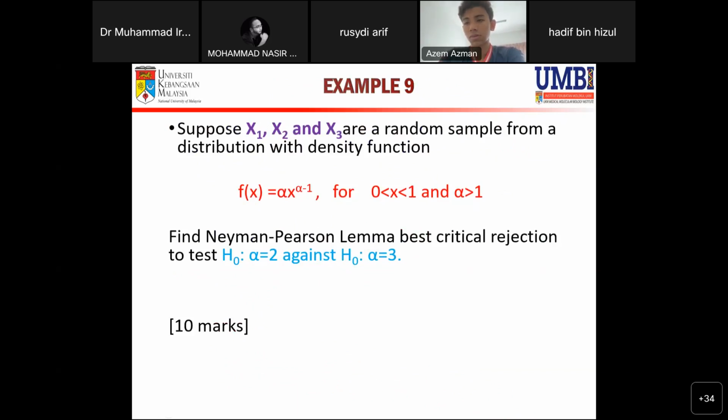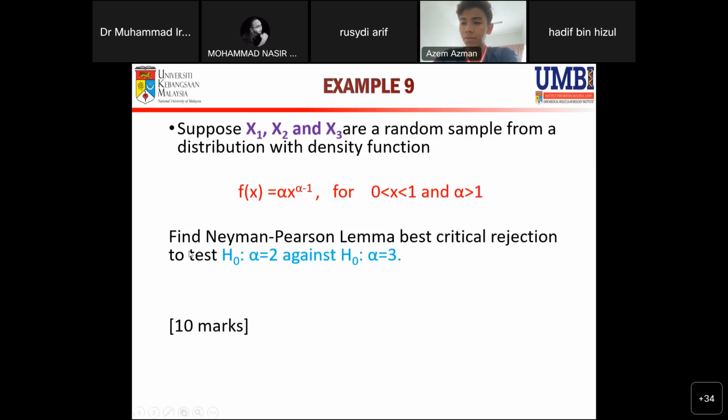This is example 9. Suppose in this case we have 3 random samples x1, x2, and x3. It's given by a density function here, alpha x to the power of alpha minus 1, where x will take the values between 0 and 1, and alpha will always be positive.